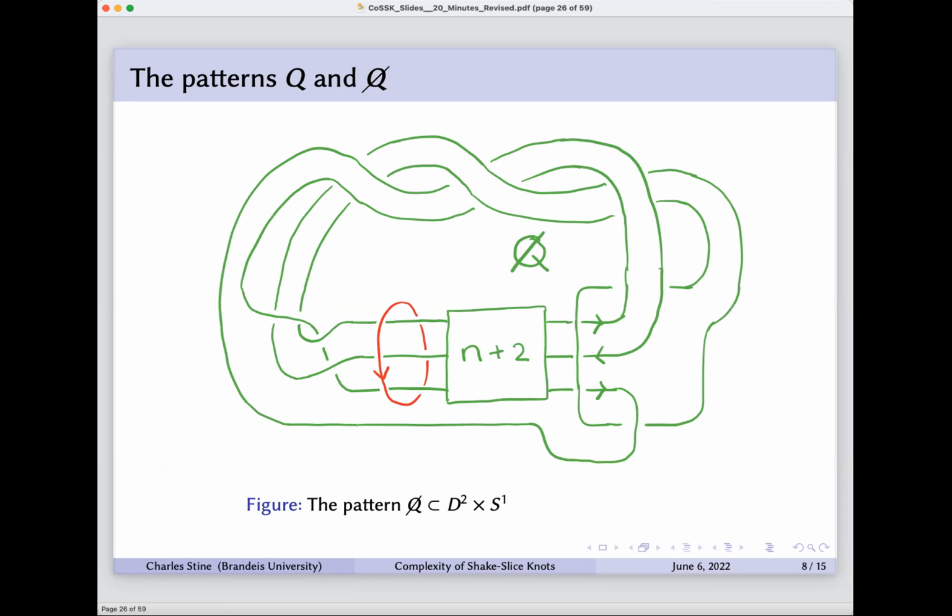Now you will notice in my formula there was no explicit dependence on the framing N. That's because the pattern Q slash depends on the framing N in the form of introducing N plus 2 right-handed full twists in the 3 strands that pass through the box indicated here. So this is where the dependency on N comes in.